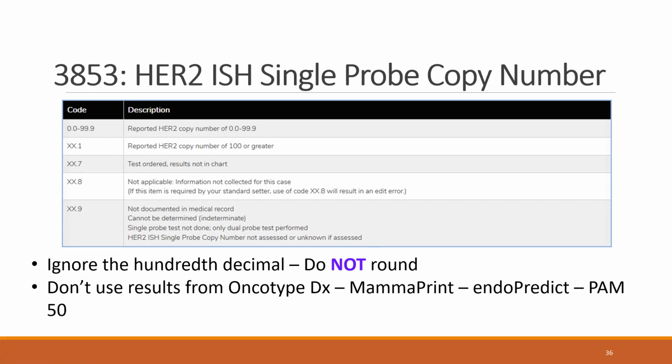So the HER2-ish single probe copy number, all you're going to have is the copy number. You're not going to have a ratio because there's not 2 probes. Remember, ignore that 100th decimal and don't use results from the Oncotype DX. They do report out HER2 fish on the Oncotype DX. That's not the report that we want to take it from.